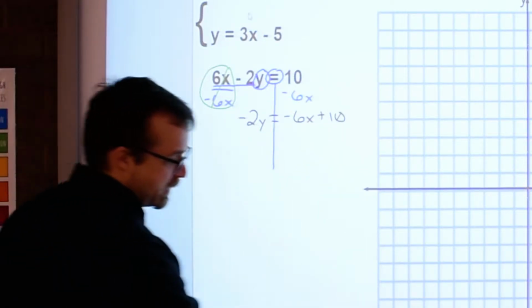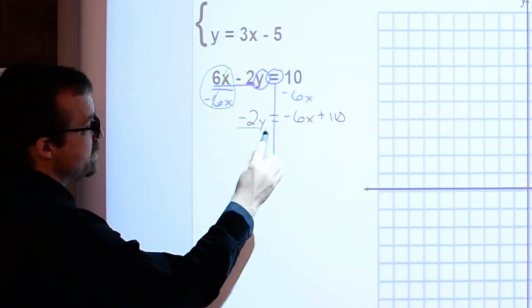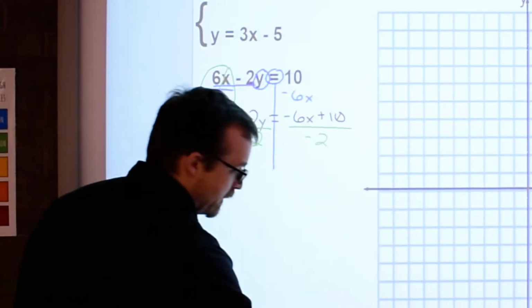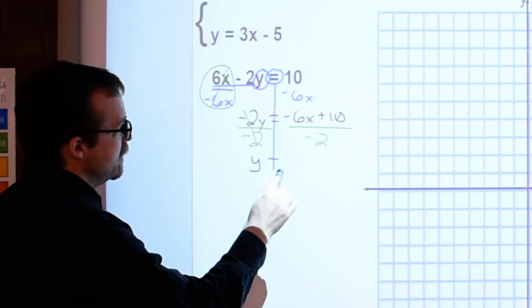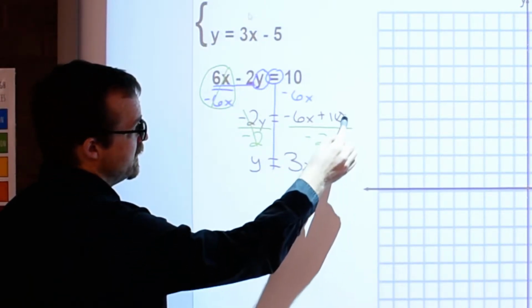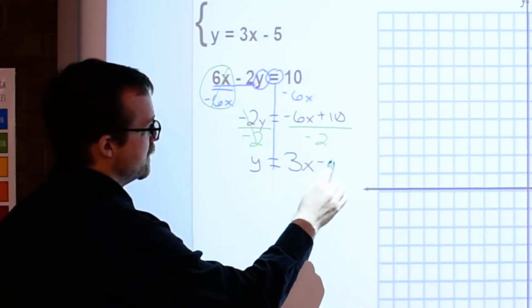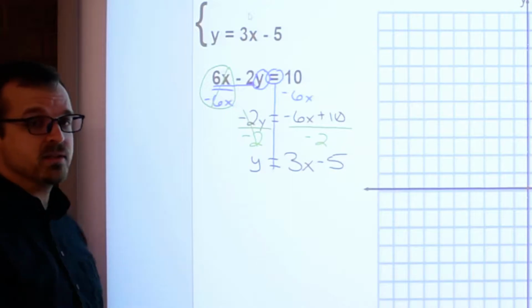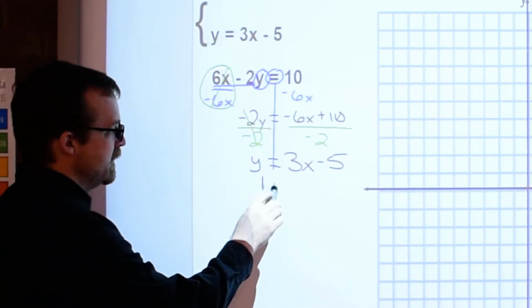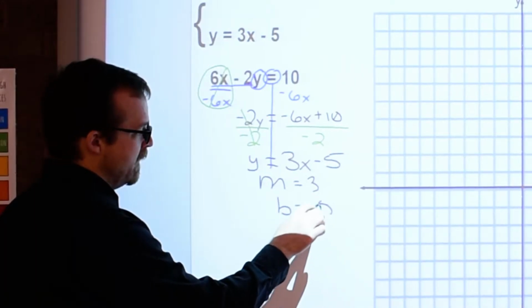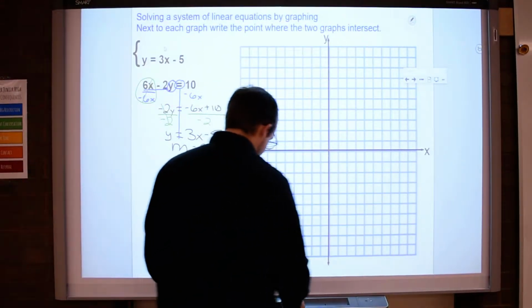And then let's get rid of that negative 2 now. Get rid of this coefficient by dividing everything by negative 2. And now we are left with y equals negative 6 divided by negative 2 is 3x, and then 10 divided by negative 2 is negative 5. So here we have a slope of 3 and a y-intercept of negative 5. I'm just going to write that out really quick for my benefit here. Let's go graph this line.